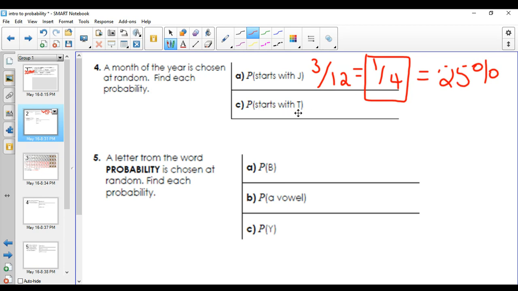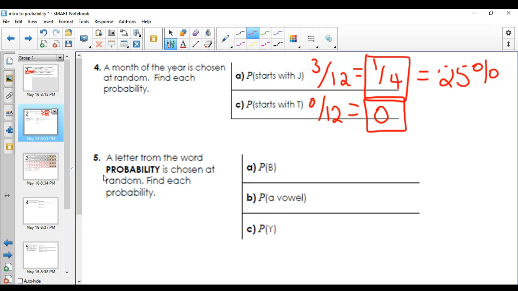Okay, next question, probability that the month starts with a T. Well, as we go through the months of the year, there are no months that start with the letter T. So that would be 0 out of 12, which then just simplifies to a whole number of 0. So there is no chance, it's impossible to choose a month that starts with the letter T.